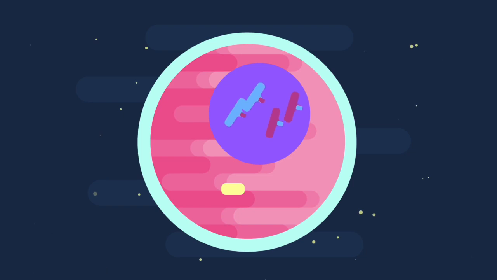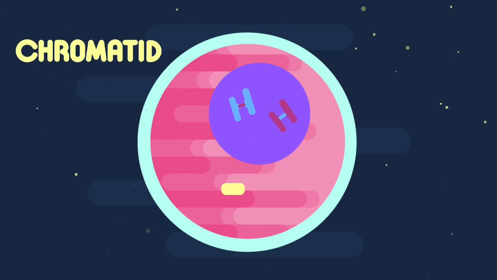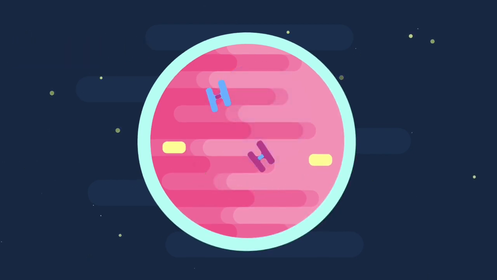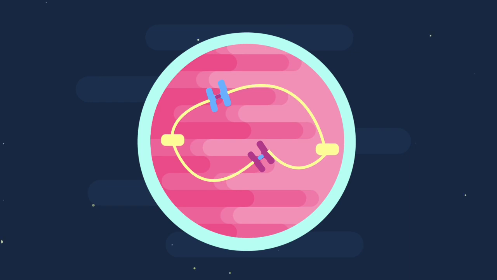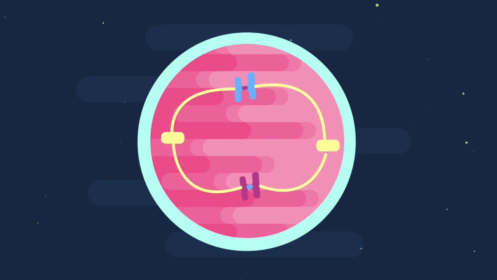The DNA is exactly replicated, and each chromosome now becomes two identical chromatids, joined by the centromere. Chromatid is the word we use to describe the newly copied chromosome, the identical copies. The chromosomes become attached to spindle fibres, which run from one pole to another. The individual chromosomes line up at the equator of the cell.